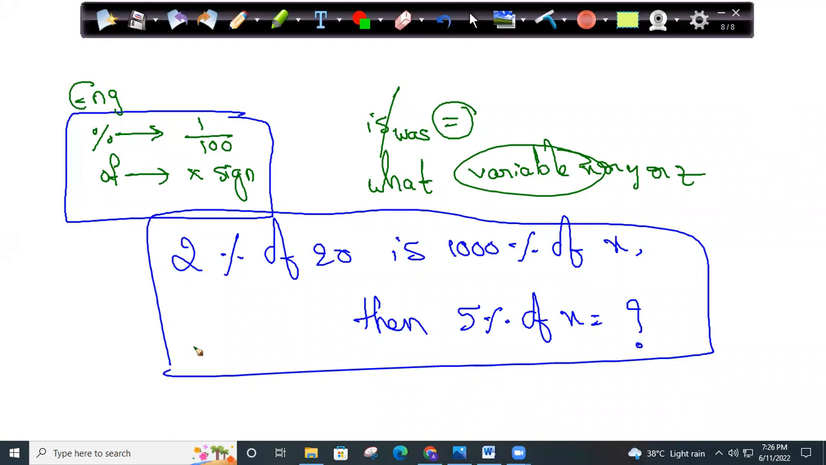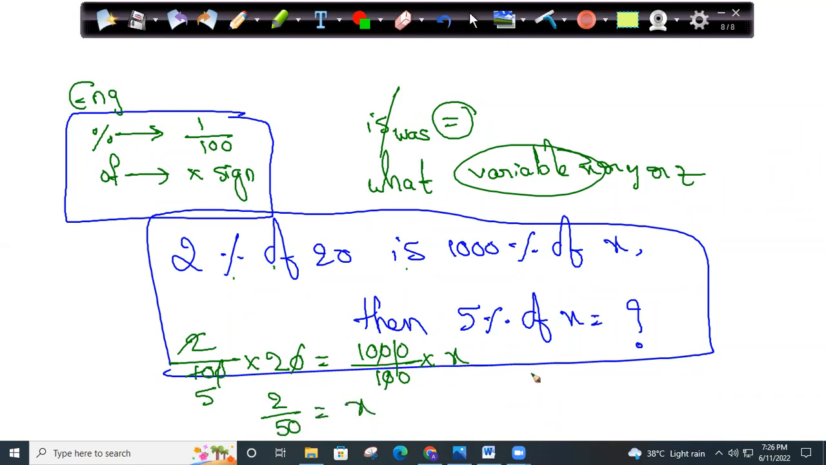If you see this question, 2% is 1 by 100, of is multiplication, 20, is is the equal to sign, 1000% is 1 by 100, of is multiplication, X. So the zeros cancel, 2 goes 5 times, so 2 by 50 is equal to X. Now, what is my question? 5% is 5 by 100 of 2 by 50. So 5 goes 10 times, this goes 5 times. So 1 by 500.